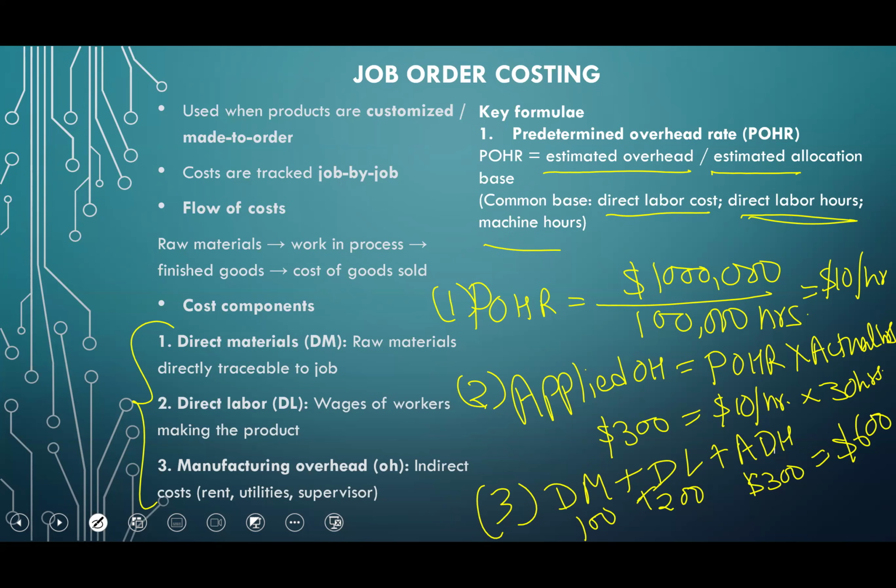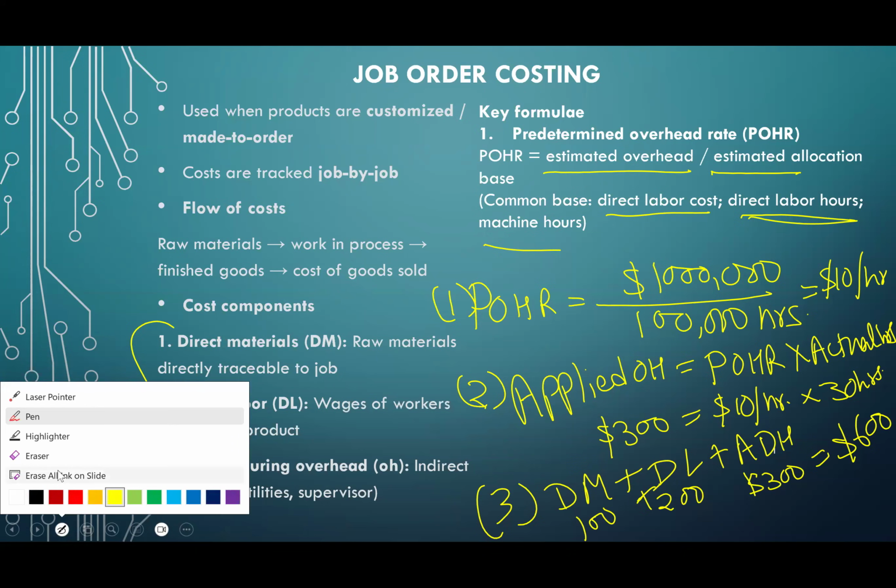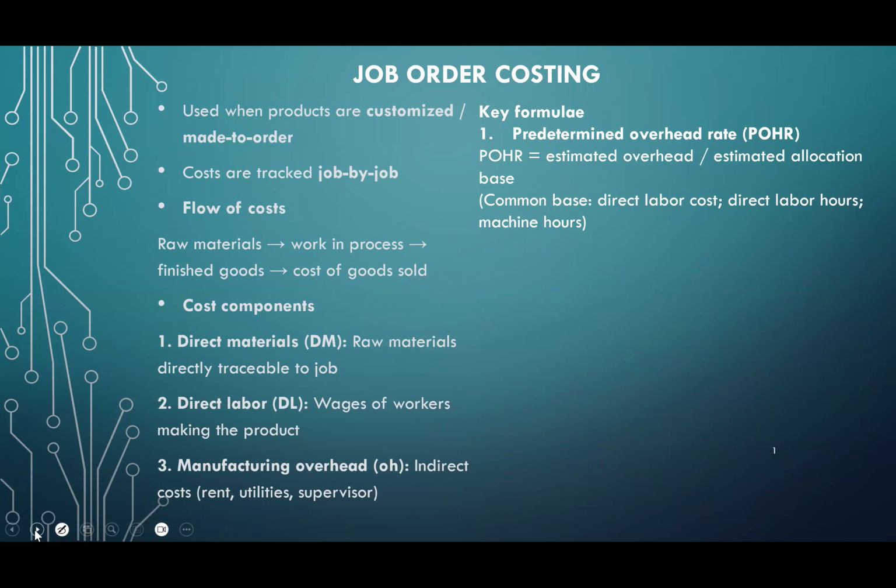And by using this two-step trick, step number one, calculating a predetermined overhead rate, and step number two, using this predetermined overhead rate to figure out how much overhead should be applied to each job. Once I have that, I can put all the numbers together and I am ready. So that's basically the summary. I'm going to erase this and then I will show you the second step.